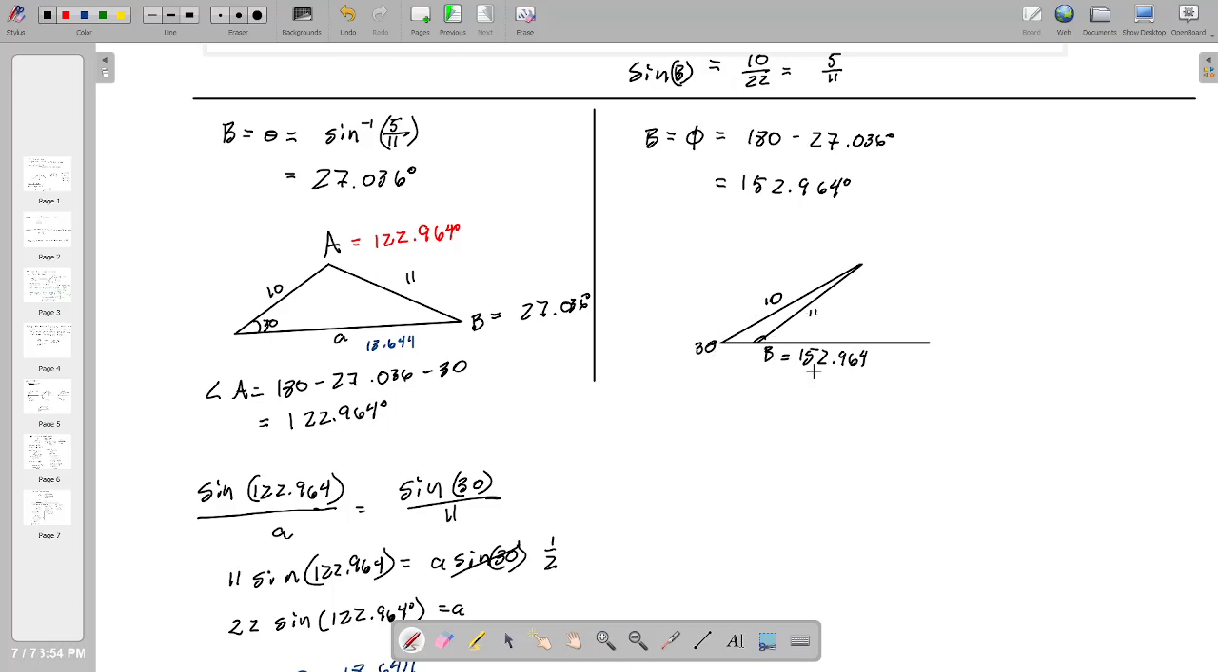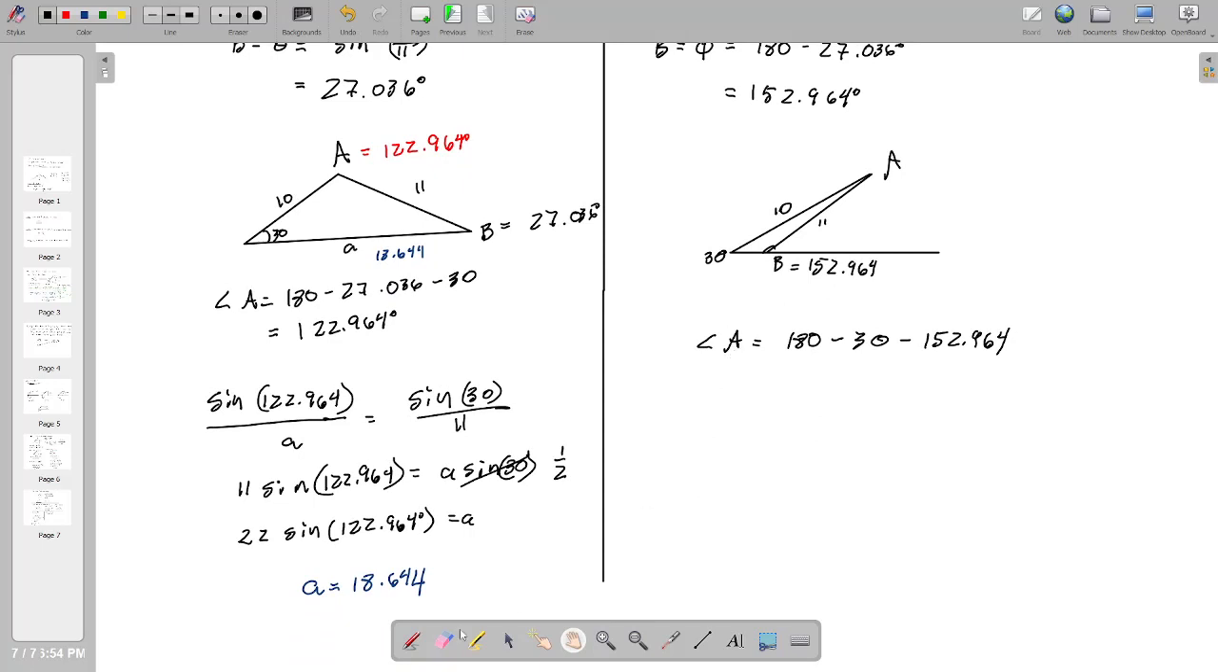Okay, notice that we have an angle 30 and an angle 152, and we need to figure out what this angle A is. Remember, angle A will equal 180 minus 30 minus 152.964. Now remember what I told you before. If the second triangle doesn't exist, when you look for your angle A, the last angle that you're missing, you'll get a negative angle. And that is exactly what happens here. A ends up being negative 2.064. This is impossible. How do you have a negative angle in a triangle? That doesn't make any sense.